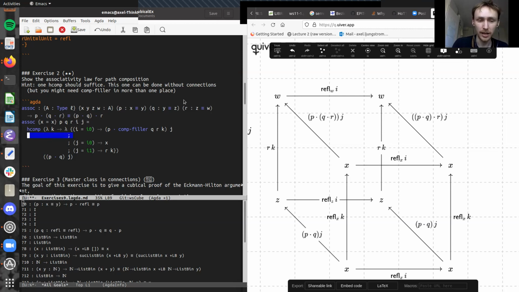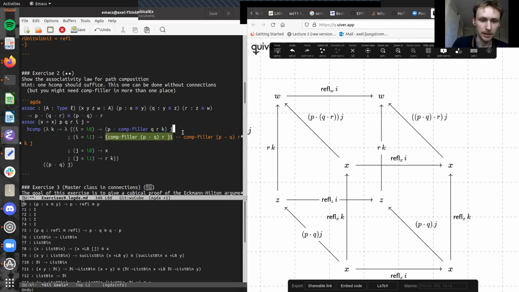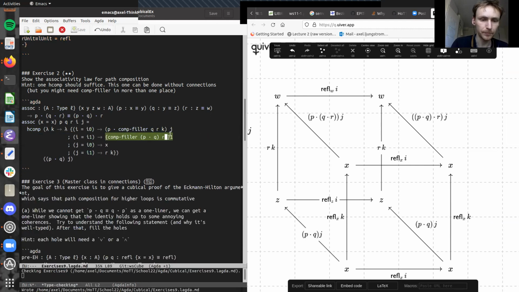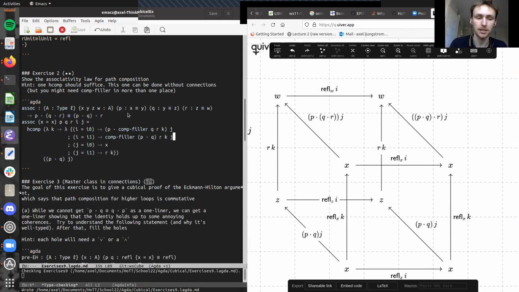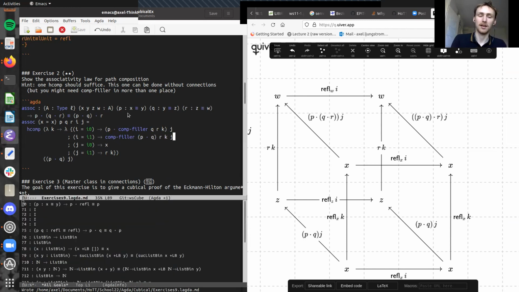I really like to write out the comp fillers explicitly. That's just my taste here, because later on you might want to prove things about associativity. So there are these pentagon identities that say things about associativity, and then it's really useful to actually have everything clearly written out, all the sides of your cube clearly written out, because you're going to have to do a lot of algebra with your cube in a higher cube now.